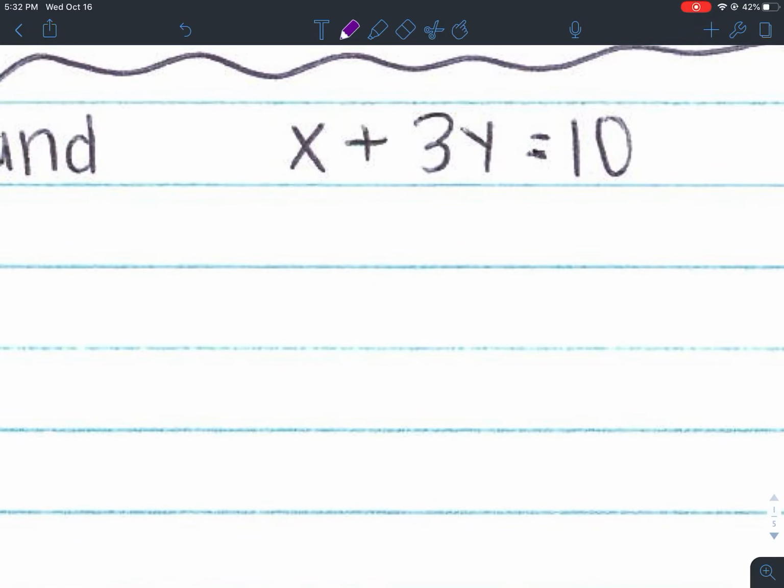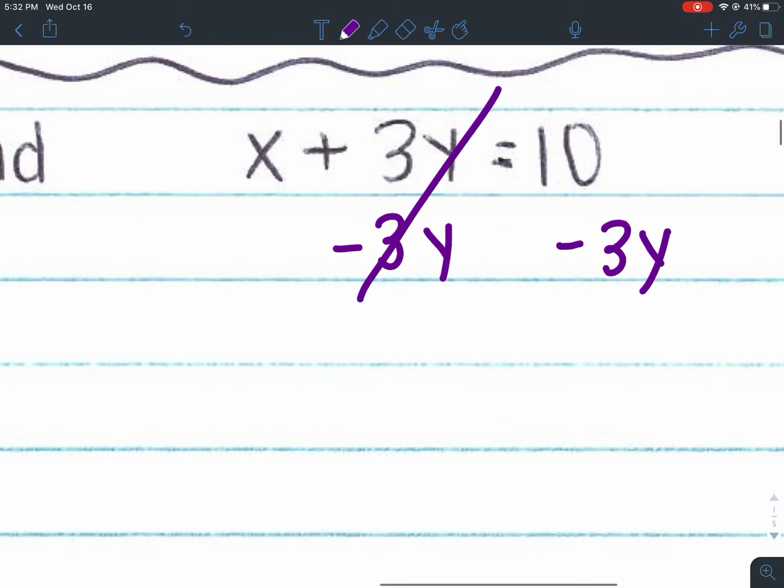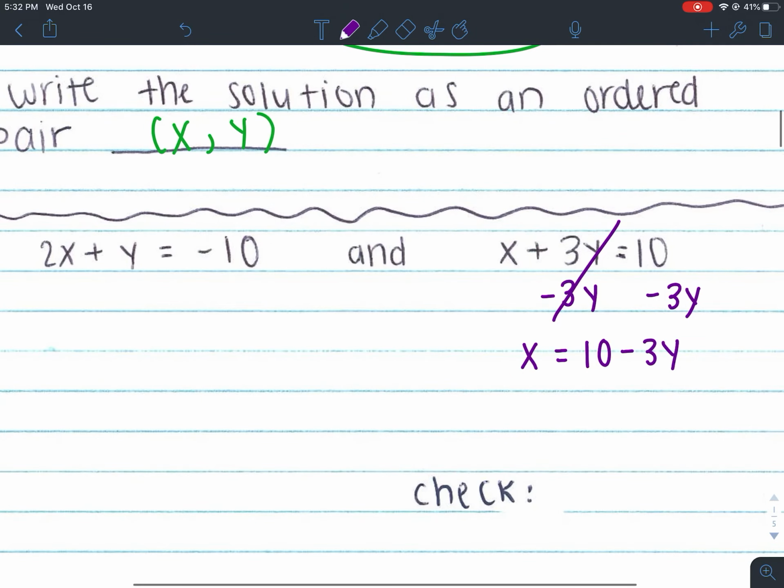For this one, we have x plus 3y equals 10. Well, what's the easiest thing for me to get by itself? The x. The x is already by itself. So I'm going to subtract 3y on both sides. And you're like, why? We always get y by itself. It doesn't matter, right? You just need to get either x or y by itself. x equals 10 minus 3y.